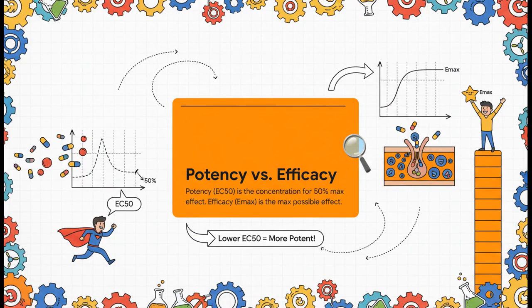Potency is all about the amount of drug you need. We measure it with a value called EC50. That's the concentration needed to get 50% of the maximum effect. And here's the key. A lower EC50 means a more potent drug, because you need less of it to get that half maximal effect. Efficacy, on the other hand, isn't about the dose. It's about the maximum possible effect the drug can produce. We call this Emax. It's the absolute ceiling for that drug, what you get when every single receptor is occupied. So just think, potency is how much, efficacy is how well.